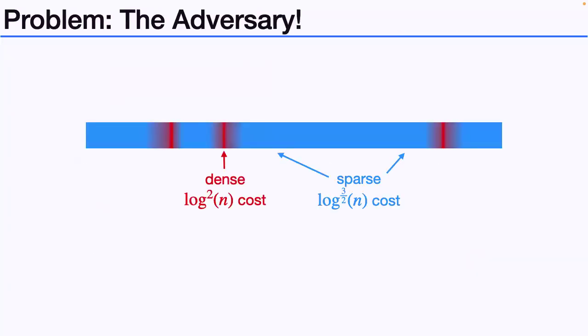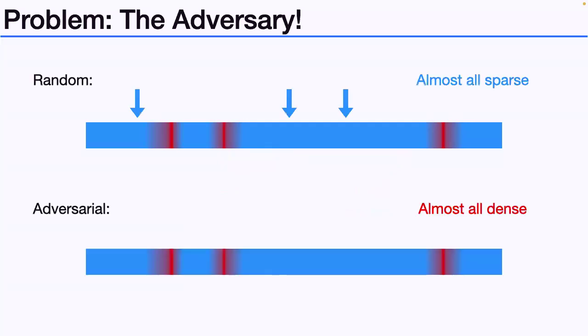Okay, so we're still not done. You may be asking, well, what if I don't insert at a random location? Again, I could have an adversary that's trying to drive up your cost. Since we've done a non-smooth rebalance, we have some parts of the array that are dense and sparse, specifically they're log squared and log to the 3/2 n. For a random inserter, all the insertions go into sparse areas on average, but an adversarial inserter is just going to keep hammering on one of these red regions, and then we actually haven't gained anything. So you can make all of our inserts cost log squared.